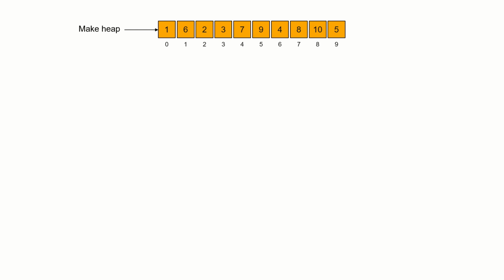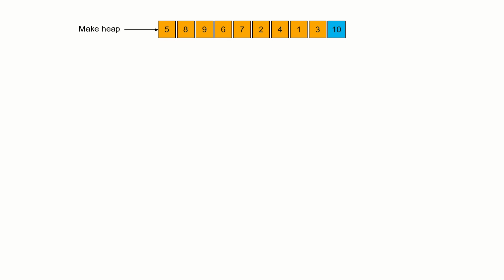Heap sort iteratively executes two steps. Make heap, which puts the max element at index 0, and then swap first and last elements. As a result, the element 10 is sorted. We repeat the process on the orange collection.